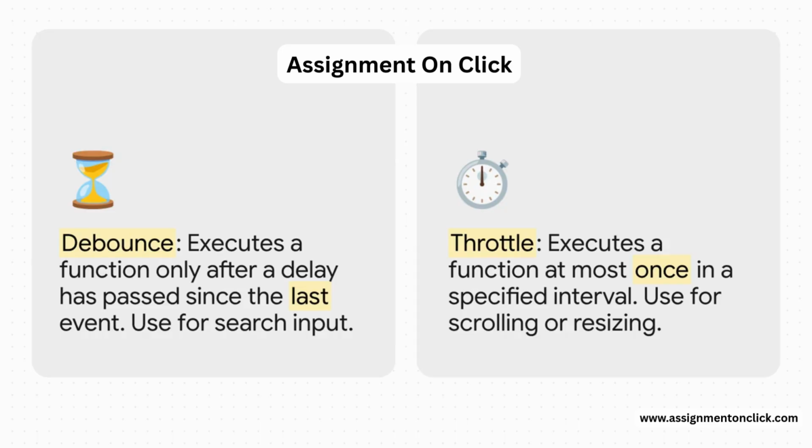Let's break it down. Think of debounce like a patient friend who waits for you to completely finish your sentence before they reply. It's perfect for a search bar, right? It waits until you've stopped typing for a moment before it sends off the search request. Throttle, on the other hand, is more like a friend who only checks in with you every few minutes. It's awesome for scrolling, making sure your function runs at most once every, say, 200 milliseconds, no matter how frantically you scroll. They both limit how often your code runs, but in these really useful different ways.